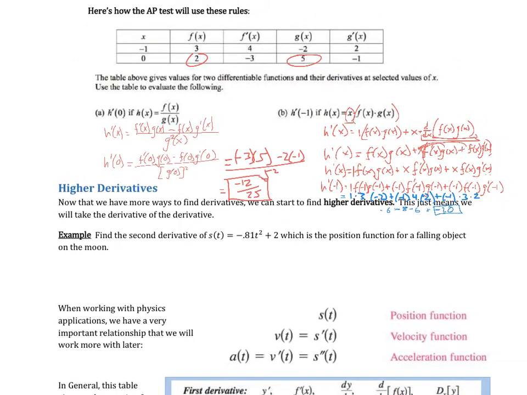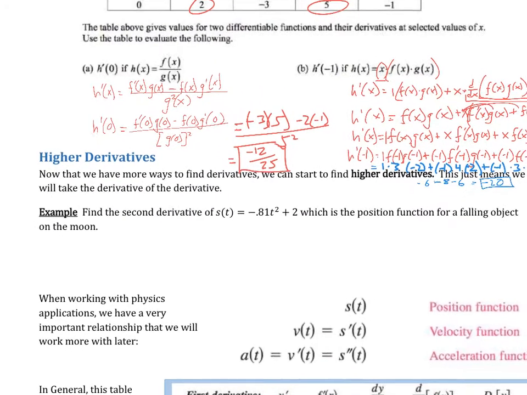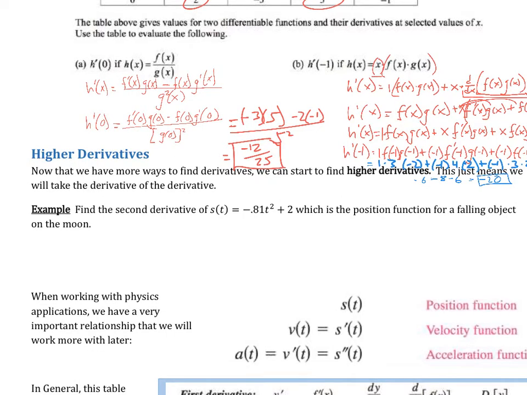Okay. Now, one more little thing. We got some higher derivatives. And what a higher derivative means is we're taking a derivative multiple times here, all right? So we have things called second derivatives and third derivatives and fourth derivatives. And all that means is that we're going to just repeat this derivative process.